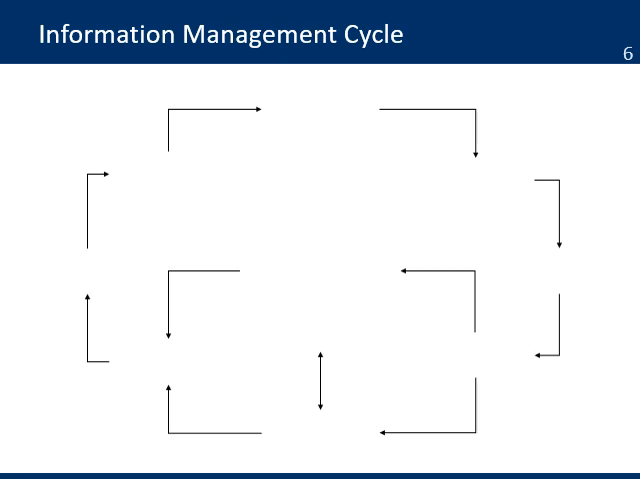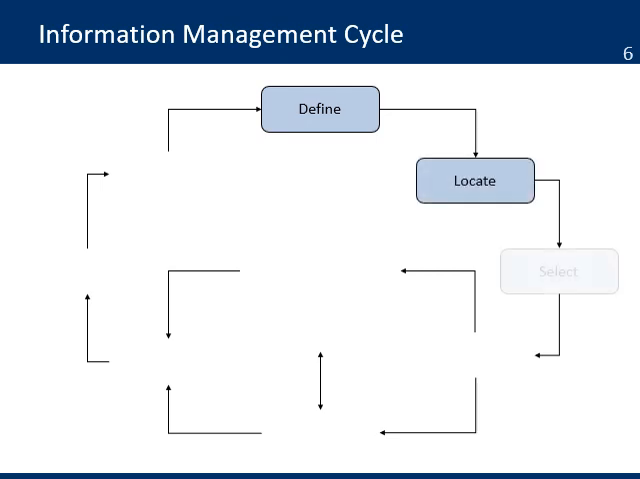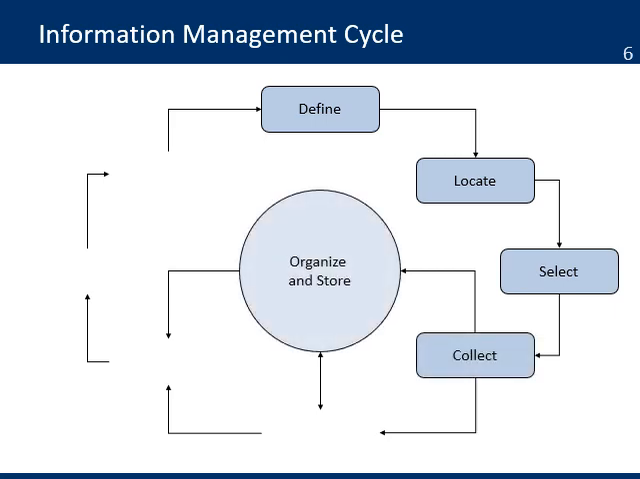There are 9 steps of the information management cycle. Defining the information required by the project and stakeholders. Locating the sources of the information. Selecting the right information that you need to collect. Collecting the information. Organizing and storing in a place where it can be easily retrieved. Analyze information, identify trends and changes.